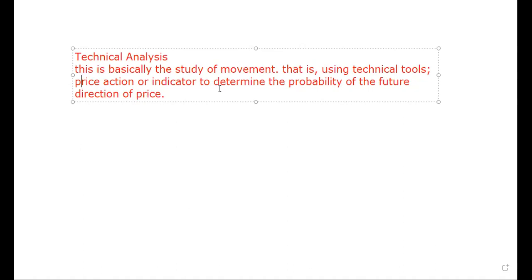So this means that when you see price moving, there are some things that could help you predict the direction in which price will be moving. And you can only see these things by using any of these methods, which is either the technical tools, the price action, or the indicators. So let's pick an example of each of them. Let's start with the technical tools.